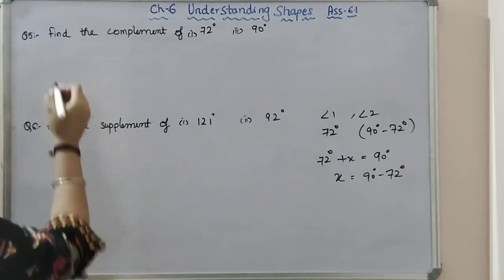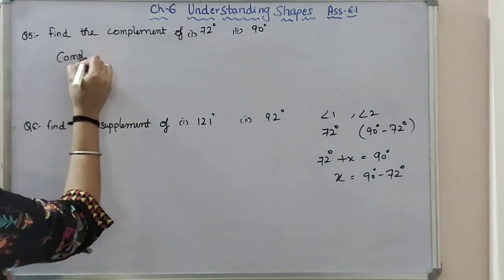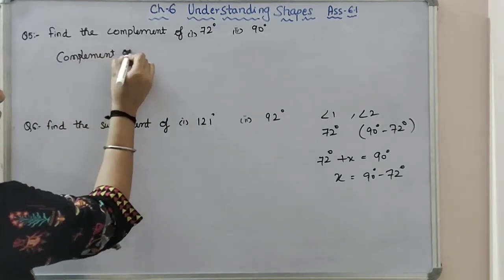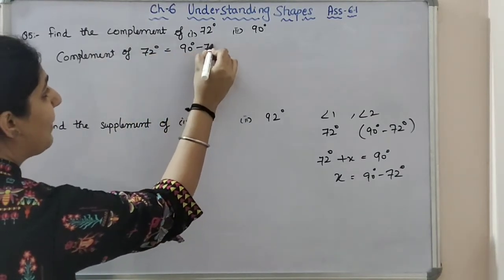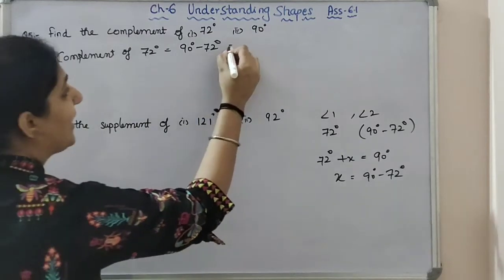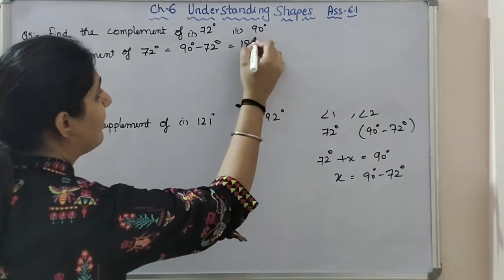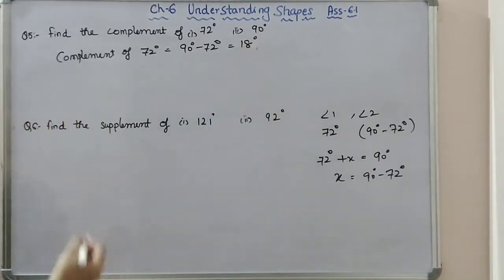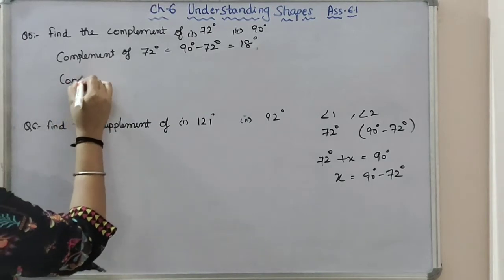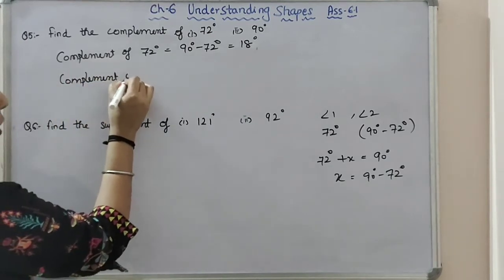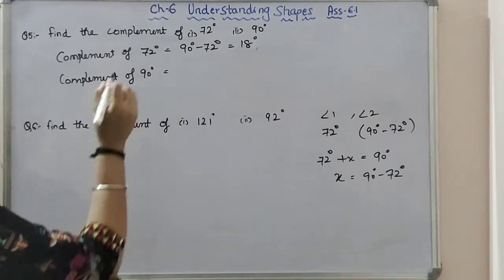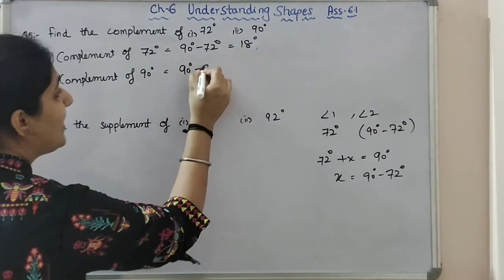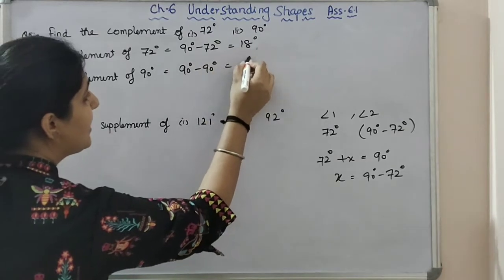Okay, so we can write it over here. The complement of 72 degree is 90 degree minus 72 degree, that is 18 degree. Similarly, the complement of 90 degree. What will be the complement of 90 degree? 90 degree minus 90 degree. That will be 0 degree.